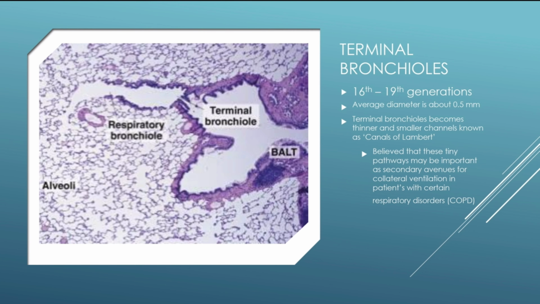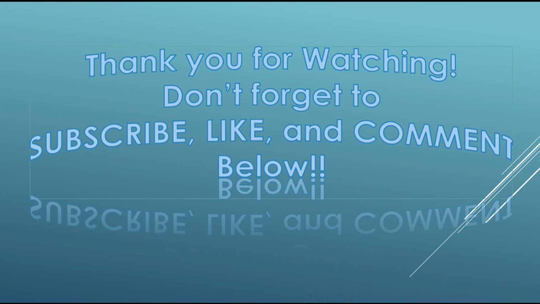So the last part is the terminal bronchioles. This is the 16th through 19th generations, and the average diameter is about 0.5 millimeters. The terminal bronchioles become thinner and smaller channels known as the canals of Lambert. This is believed to be tiny pathways that may be important as a secondary avenue for collateral ventilation in patients with certain respiratory disorders such as COPD. So that wraps up lower airways.